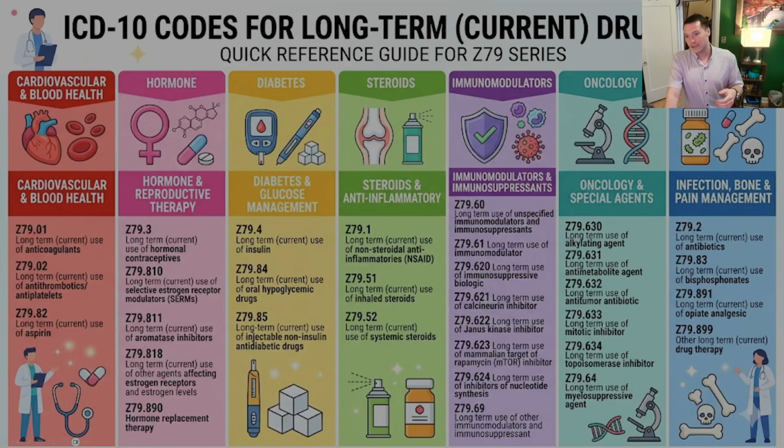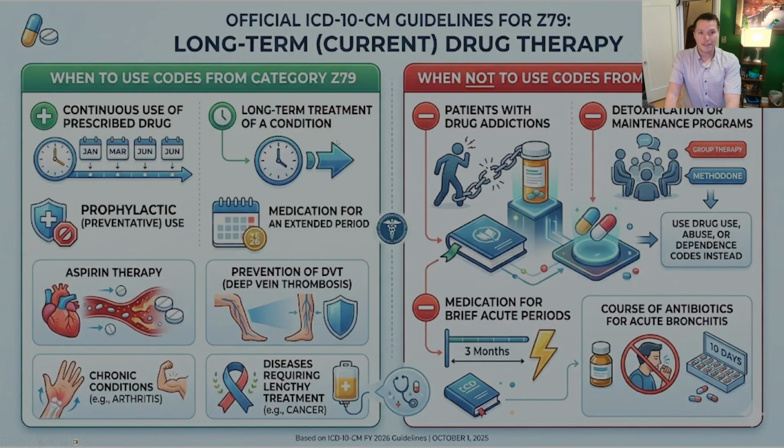But the code I want to talk about, where the mistakes get made the most often, is this code here, Z79.891, long-term current use of opiates. This is the main code that you're supposed to use whenever you're dealing with a patient who's on any pain management. People tend to make mistakes with these codes, so let's break down the Z79 a little bit further. The Z79 codes are used for prophylactic use and long-term use for all these different kinds of medicines.